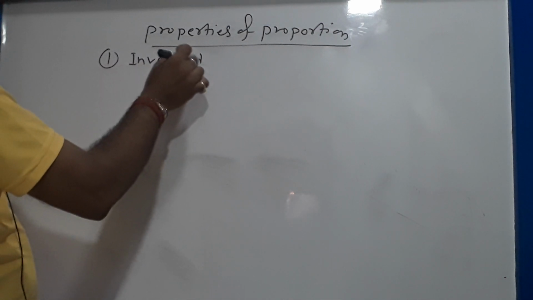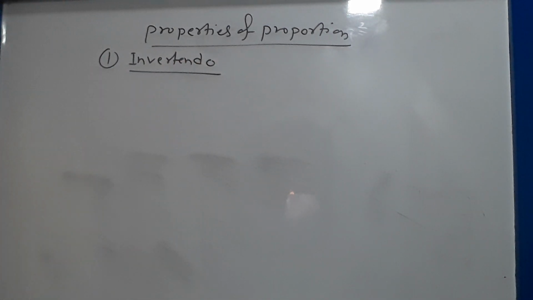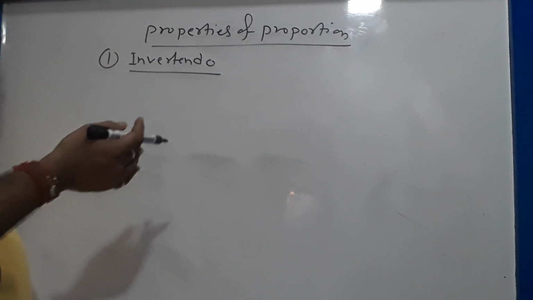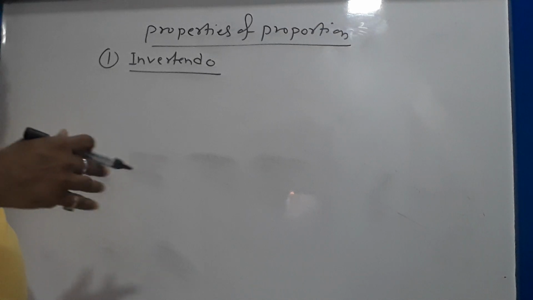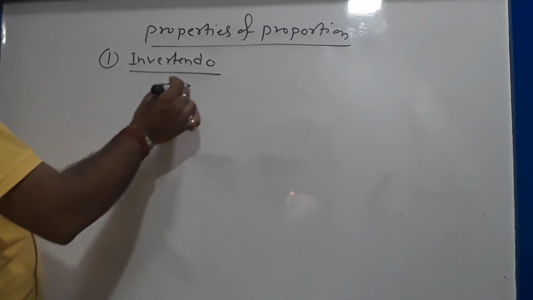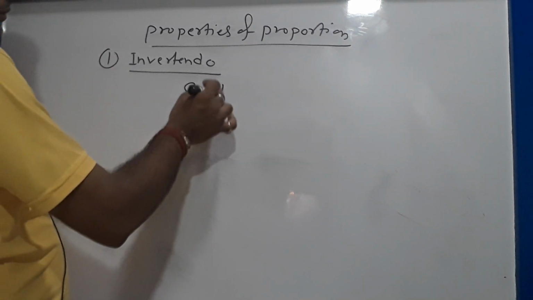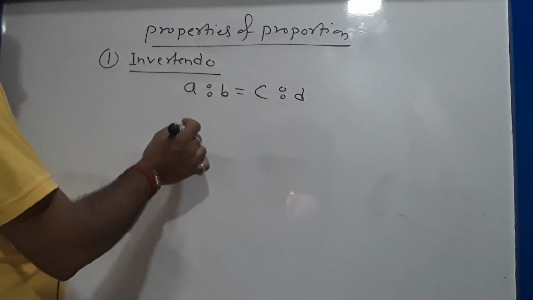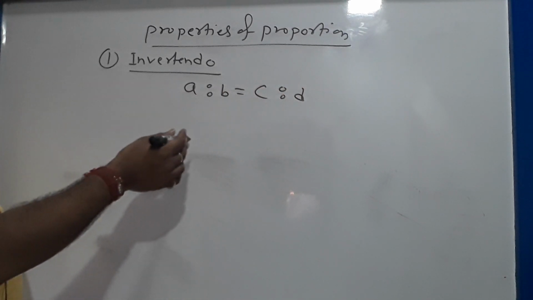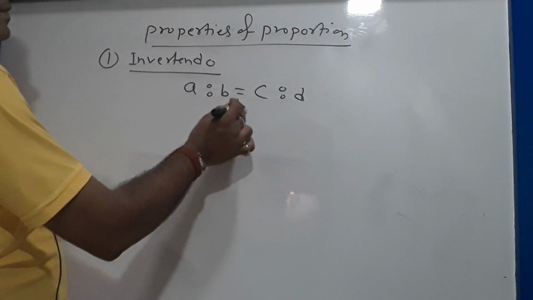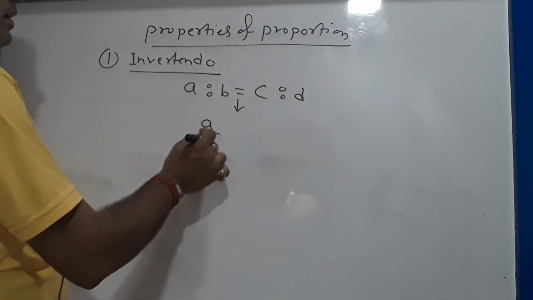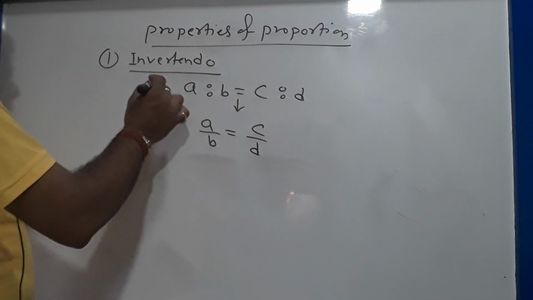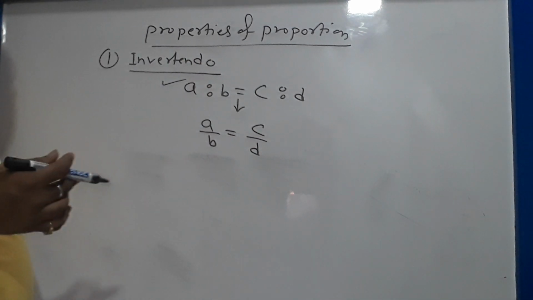Invertendo. What is invertendo? Invertendo means invert. Invert means reciprocal. So if you have A ratio B is equal to C ratio D, what do you mean by this? A upon B is equal to C upon D. Correct? So we are given A ratio B is equal to C ratio D.